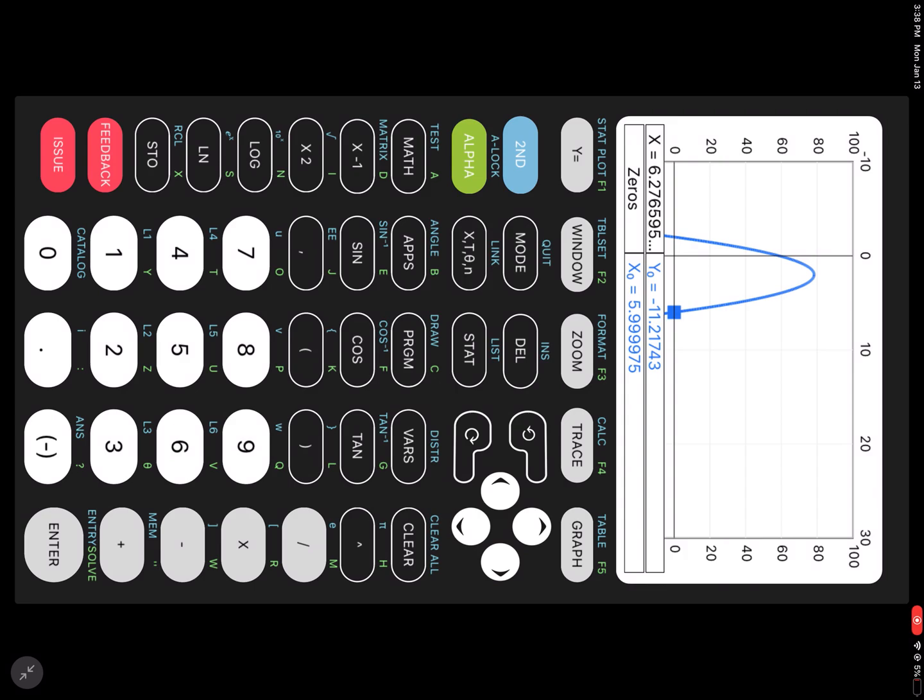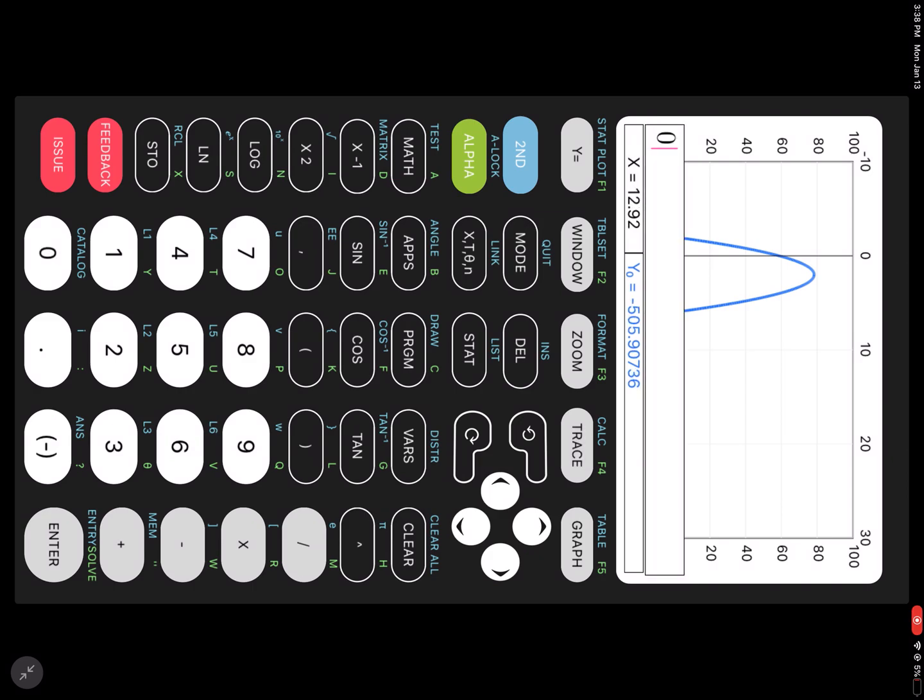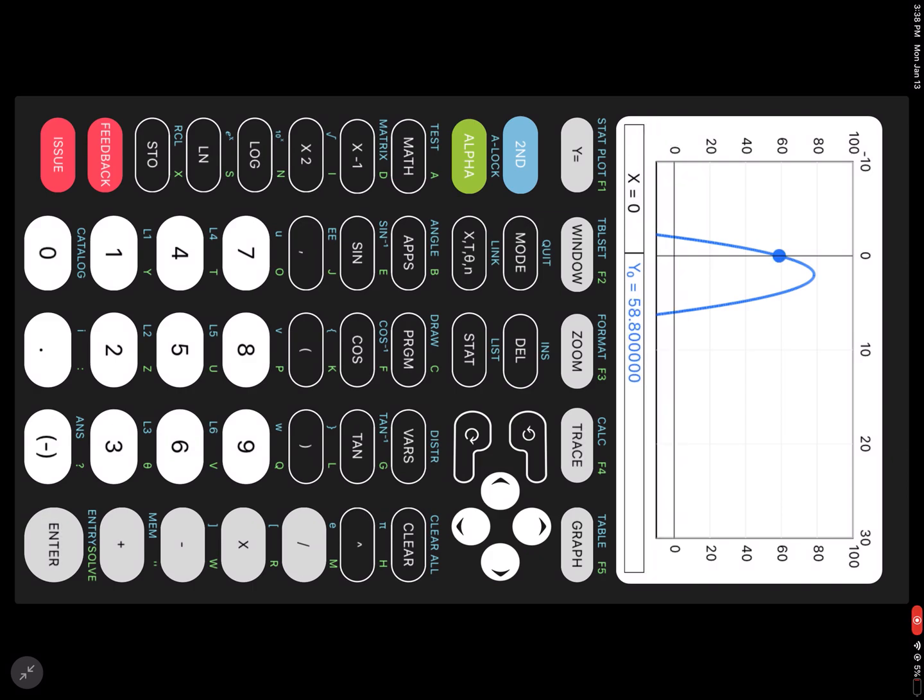And then the last one is what was the starting height of the softball? Okay, you don't even have to use your calculator. You could look at the equation. Since the y-intercept is c, it would be 58.8. But if you needed to, you could just do trace again, click enter, or 0, enter, and that would give you the 58.8 feet.